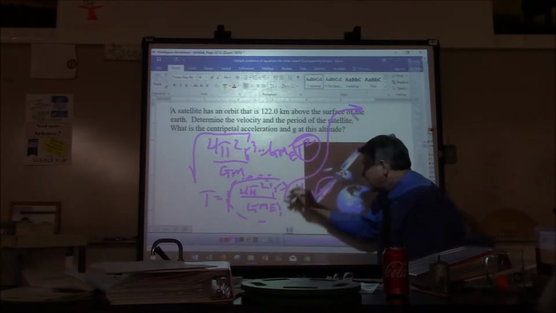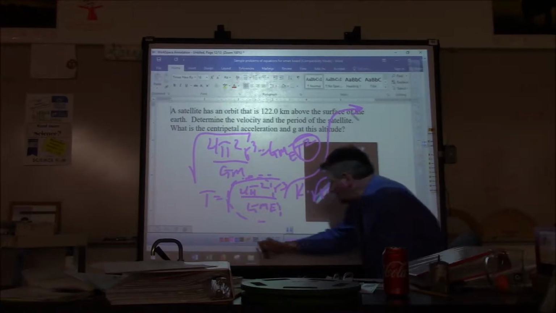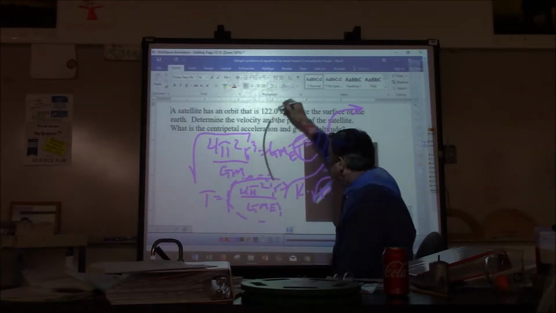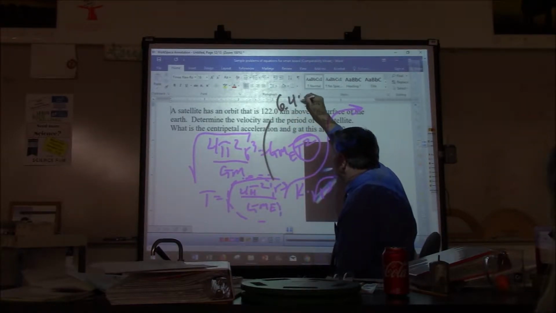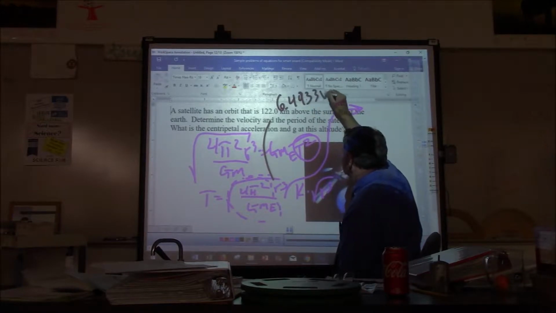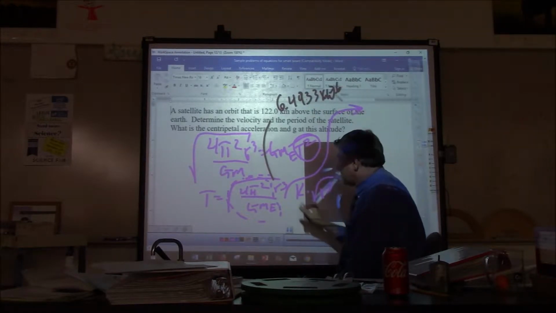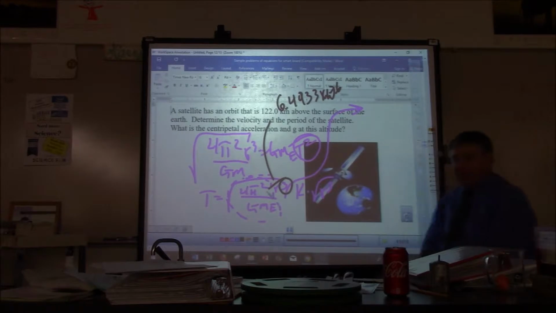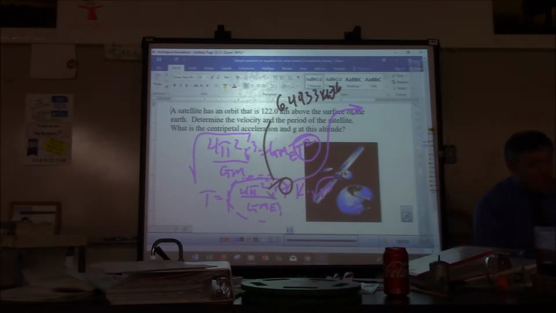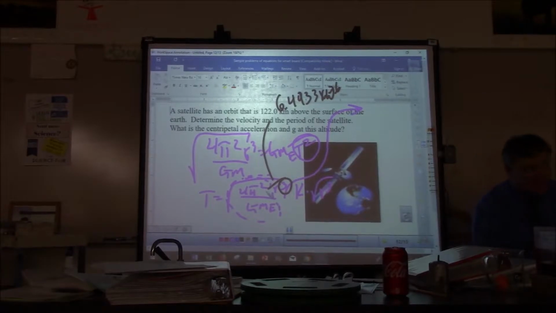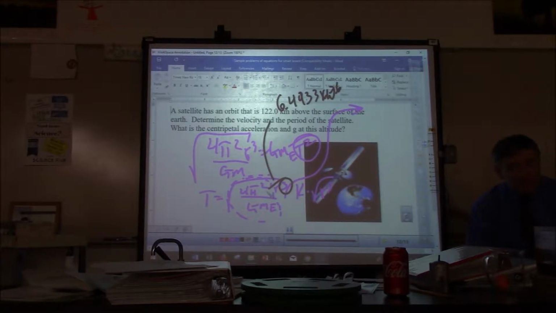And we're using that same radius of 6.4933 times 10 to the 6. Now, here's what you're going to forget to do: you're going to forget to cube that number. And if you forget to cube that number, you're going to get an answer less than a second. That means you're telling me this satellite is going to go all the way around the Earth in less than a second. Probably not going to happen.